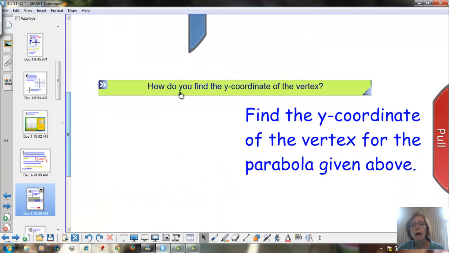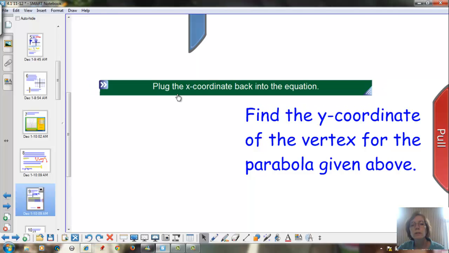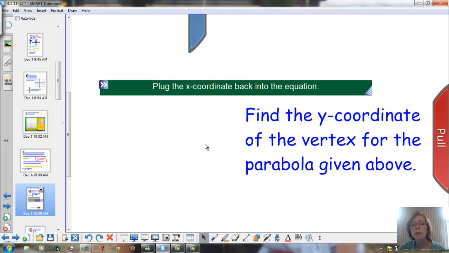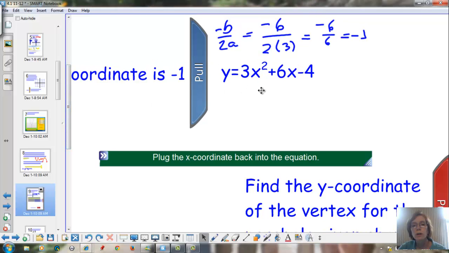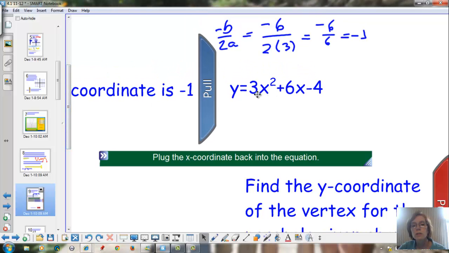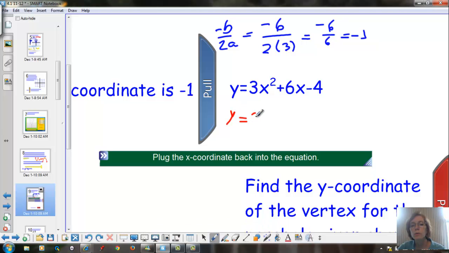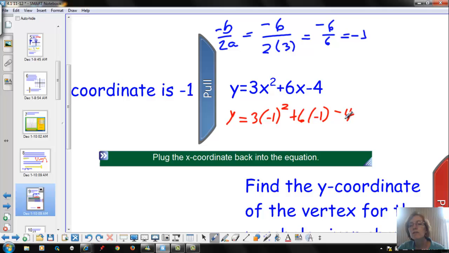How do you find the y-coordinate of the vertex? You plug the x-coordinate back into the equation. So let's find the y-coordinate for that vertex that I gave you above. So if we're going to plug in negative 1 into this function to find the y-coordinate, we're going to have y equals 3 times negative 1 squared plus 6 times negative 1 minus 4.